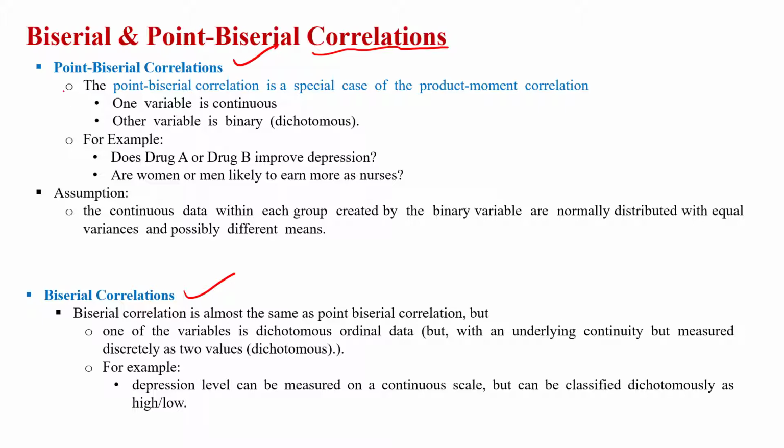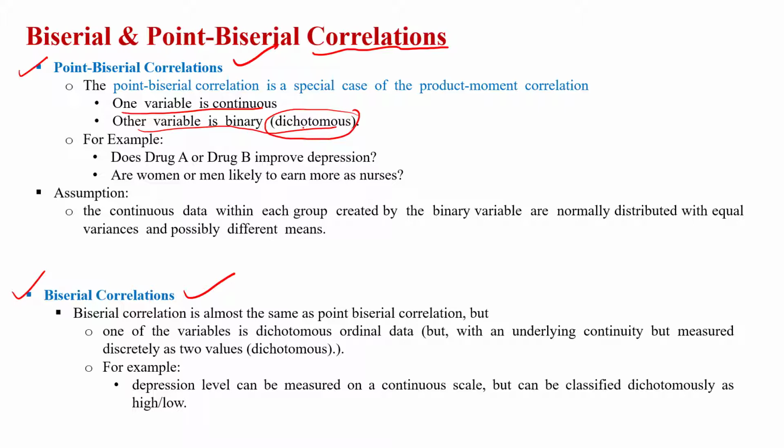Whereas the point biserial correlation coefficient as well as the biserial correlation we can apply in a situation when one of the variables is a continuous variable, whereas the other variable is binary, which we can say is dichotomous. So now the question is how we can differentiate between the point biserial and the biserial. That is based on the dichotomous variable's nature.